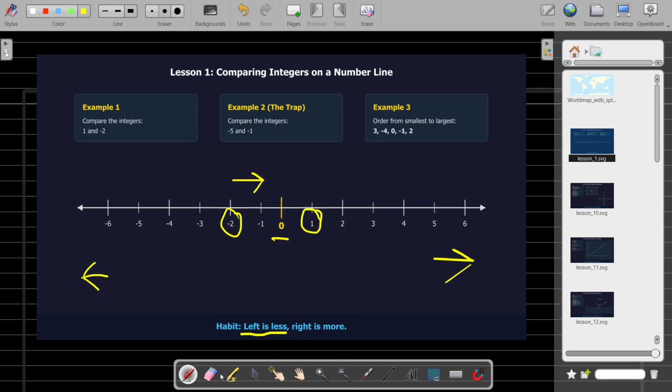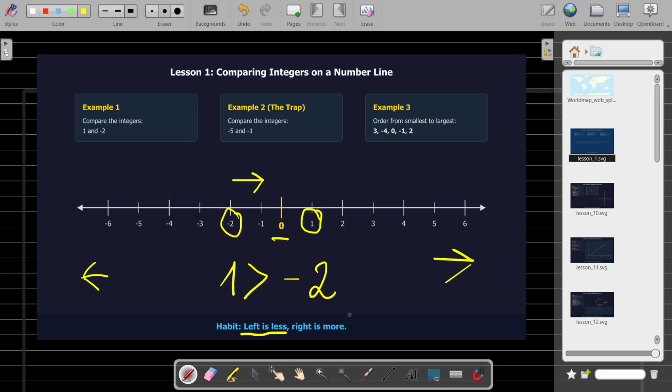How are we going to write this, you may ask. Now we're going to write 1 is larger than negative 2. The wide opening of the symbol right here points towards the bigger number. We're not talking about the arrow, but about the opening. We think of this like a hungry mouth eating the larger value.